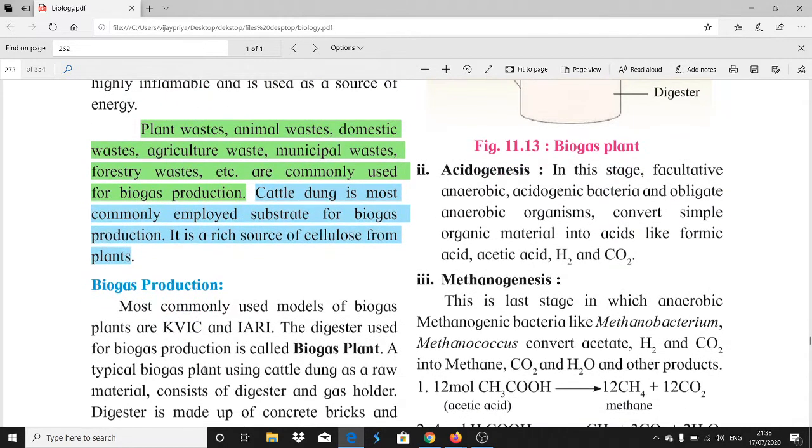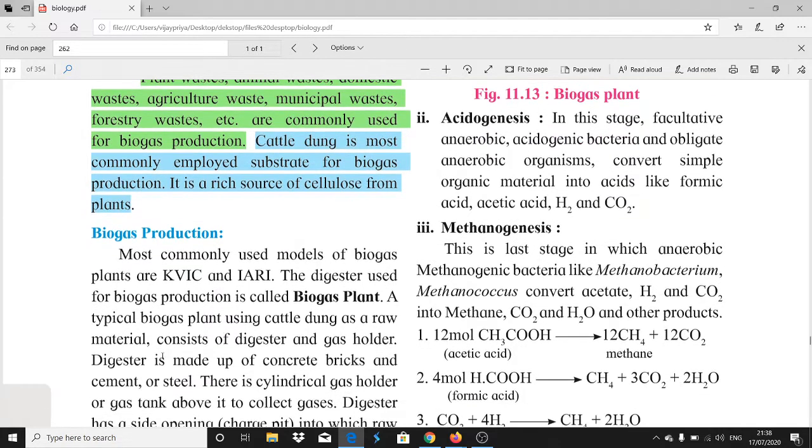So how is biogas production carried out? The most commonly used models of biogas plants are KVIC and IARI. These are the two models which are used for the production of biogas. The digester used for biogas production is called a biogas plant. So what is a biogas plant? The utensil or digester which is used for biogas production is called a biogas plant.